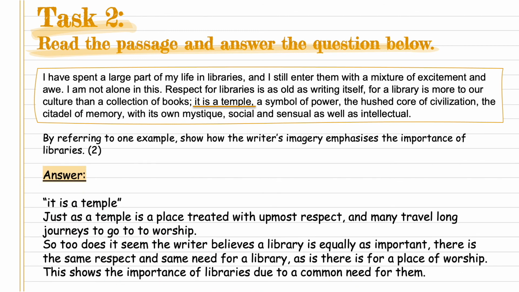I've quoted, it is a temple. Just as a temple is a place treated with utmost respect and many travel long journeys to go to worship, so too does it seem the writer believes a library is equally as important. There is the same respect and same need for a library as there is for a place of worship. This shows the importance of libraries due to a common need for them. We've linked back to the question because it's the importance of libraries. I've mentioned this in my last step.